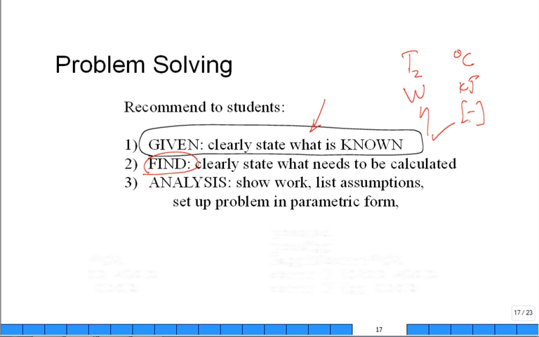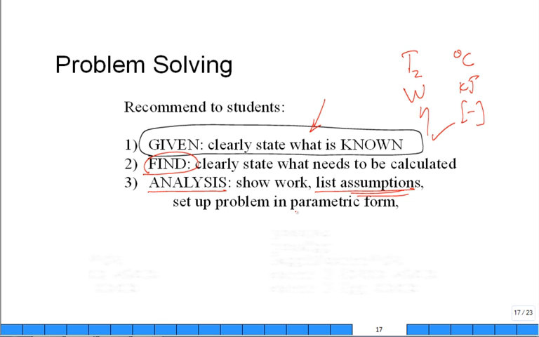And then kind of go slow through the analysis. Maybe you say, I think I'm going to use some properties. I'm going to be using the first law. I'm going to introduce a control volume. I'm going to clearly identify my system. I'm going to assume it's an ideal gas. I'm going to use PV equals nRT.